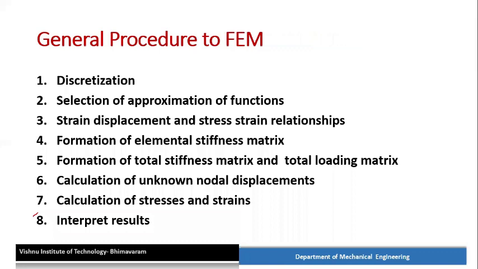Now, in this finite element method, it follows a sequence of steps or general procedure if you want to solve any problem. So first, discretization, selection of approximate function, and what is the relation between the strain displacement, stress strains, and formulation of the element stiffness matrix and formulation of the total stiffness matrix and total loading matrix, and calculate the unknowns or simply nodal displacements, and finally find out what is the stress and strains of particular elements and interpret the results. These are the sequence of steps if you want to solve any finite element problem.